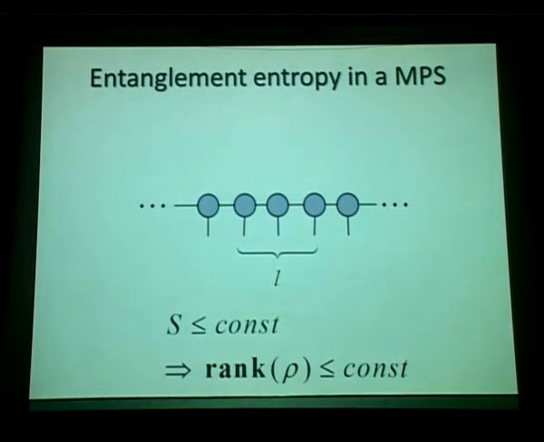Let me now argue for the entanglement entropy. What we're interested in is looking at the entanglement entropy of a block of L sites on the lattice and showing that the entropy of this saturates to some constant. Now this statement is equivalent to another statement, which is that the rank of this reduced density matrix saturates to a constant. It's quite straightforward to see that one implies the other. So what I'm going to do is argue that this is indeed true for this block here.